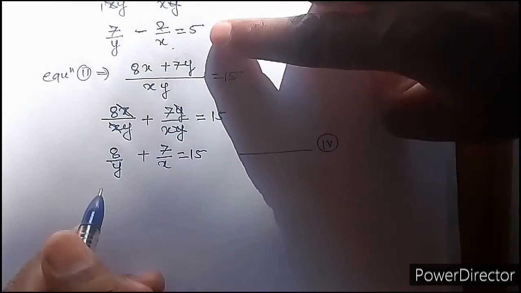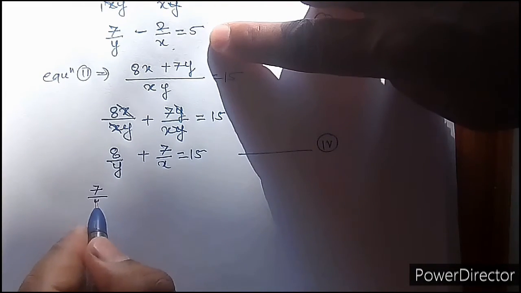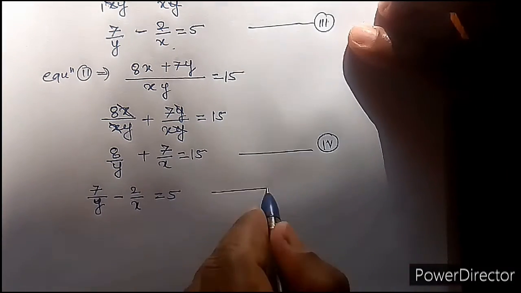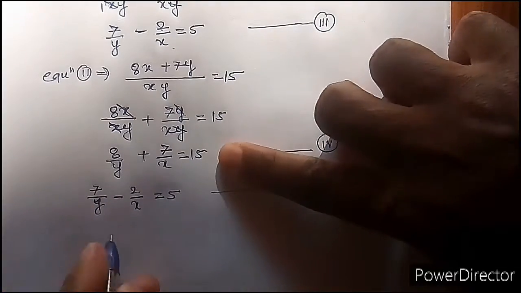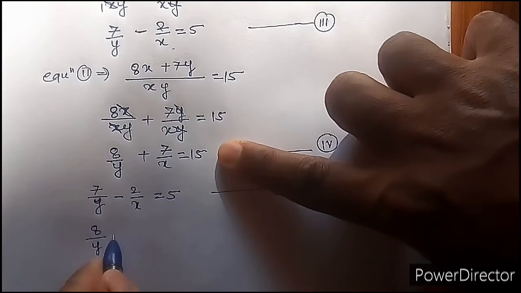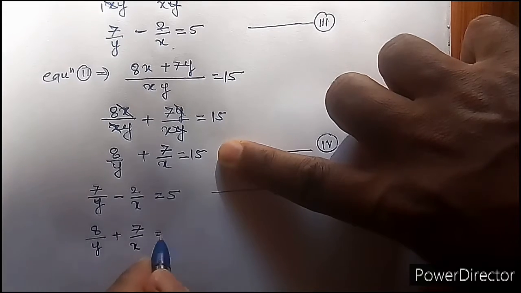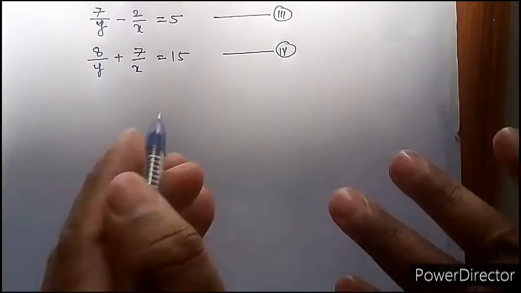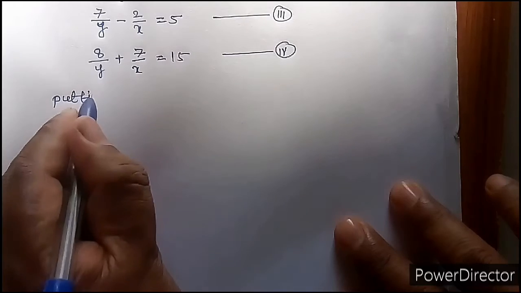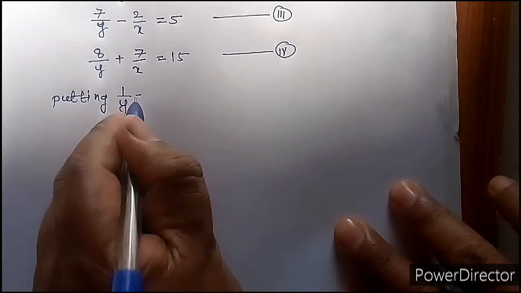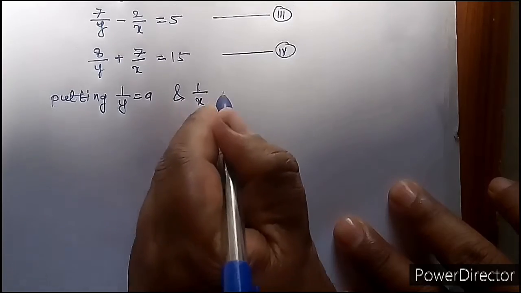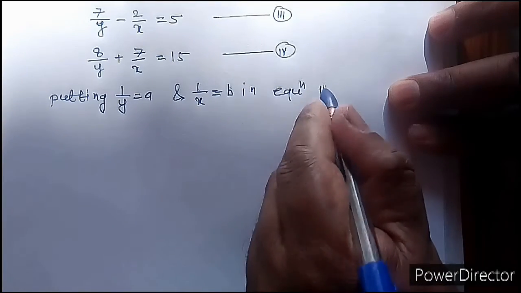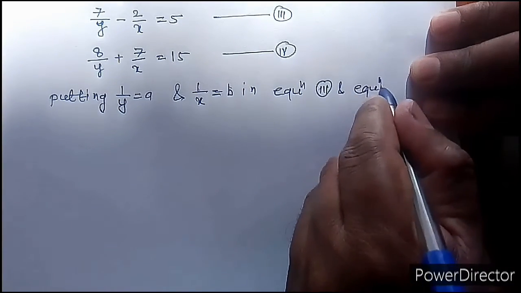We get two equations, that is equation number 3 and equation number 4. Write down here equation number 3: 7 by y minus 2 by x equals 5. This is equation number 3. And equation 4: 8 by y plus 7 by x equals 15. This is equation number 4. Now what we are doing here is putting 1 by y equals a and 1 by x equals b in equation 3 and equation 4.